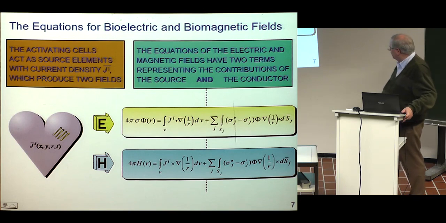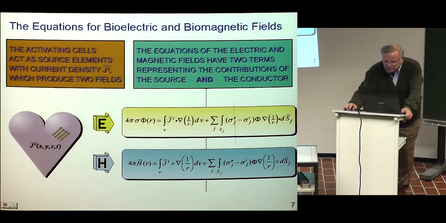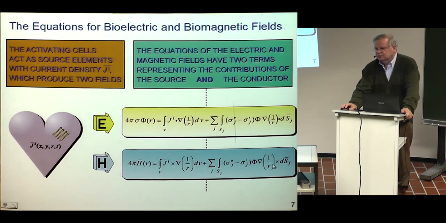And I draw your attention to this beautiful mathematical property. These equations are otherwise identical, except in the electric field equation we find dot products, and for the magnetic field there are cross products. That is mathematically the difference, and it's very beautiful when they are otherwise similar.